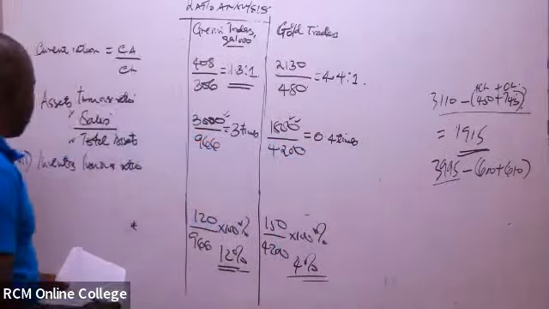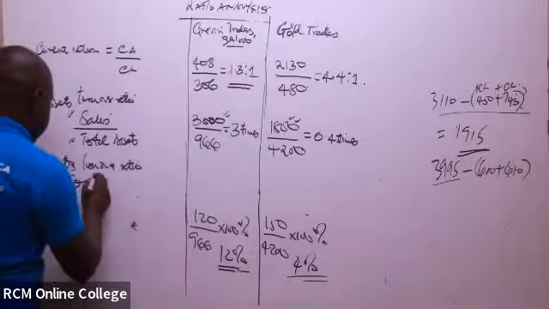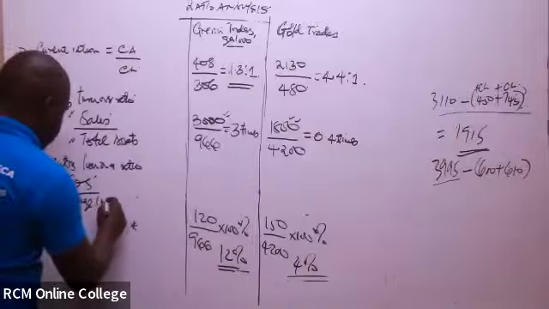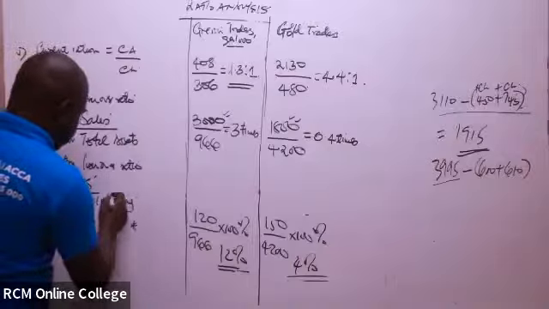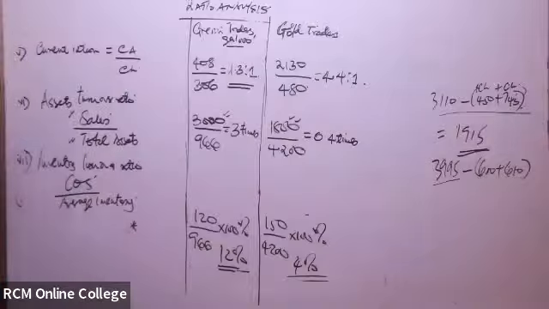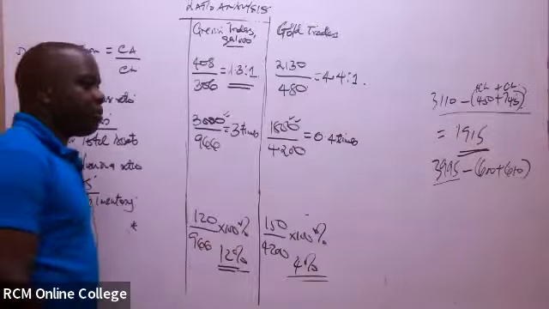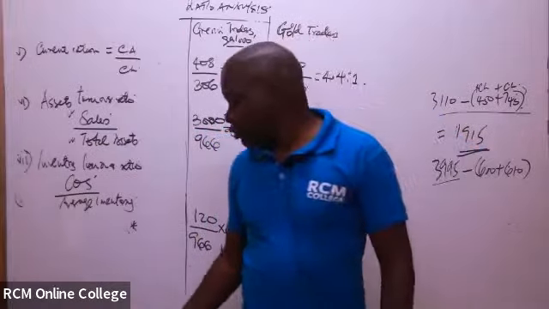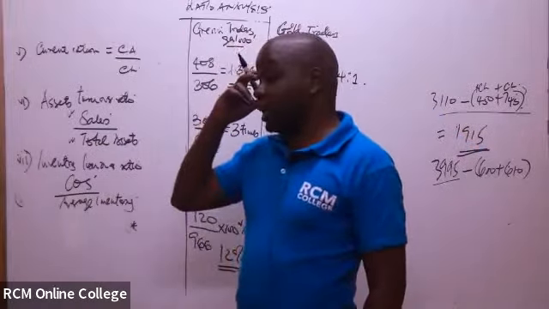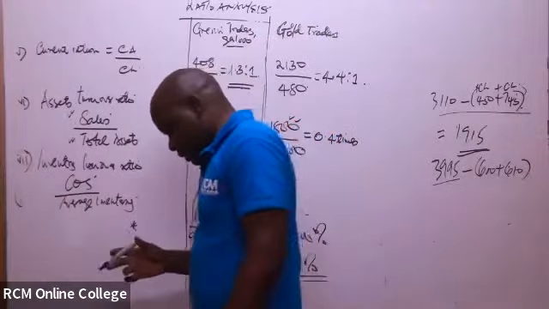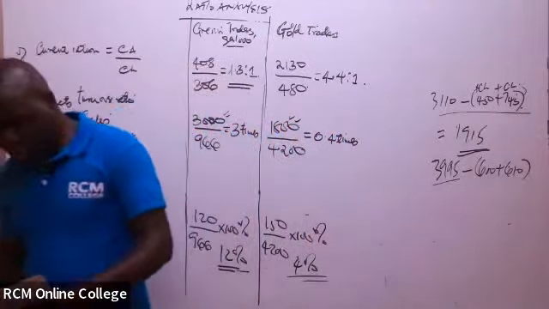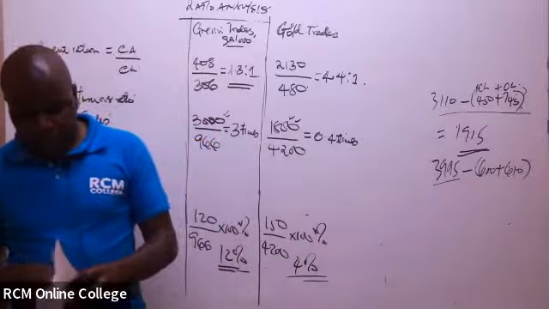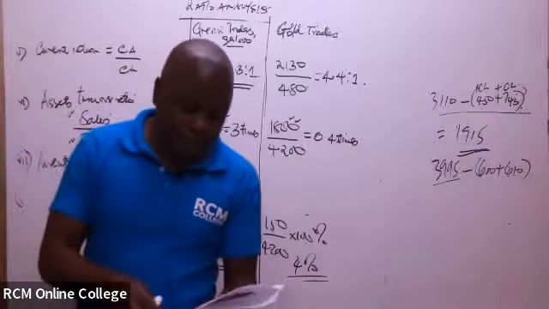Cost of sales over the average inventory. In a situation where you've been given the opening stock and closing stock, to get the average inventory you add the two and divide by 2. But if you haven't been given both, then you conclude that what you've been given as inventory is the average.